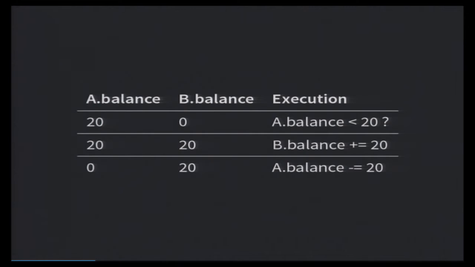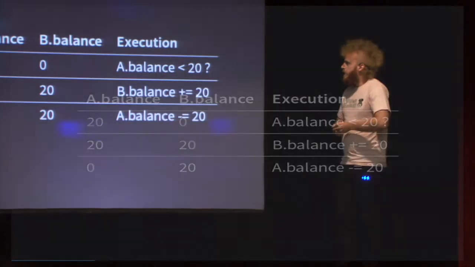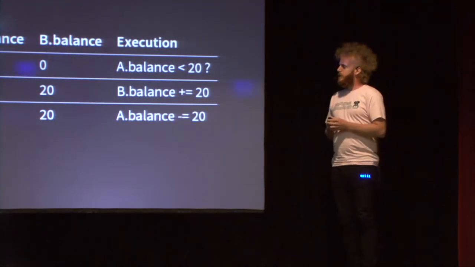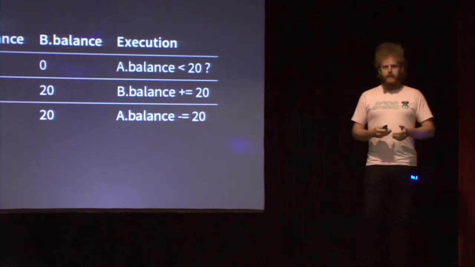If we execute it on paper, A has $20, B has 0. A wants to transfer $20 to B. So the single thread of execution is going to go, okay, does A have less than 20? Because if it does, then we're going to have to bail out. No, it's got 20 or more, so we'll continue. The next thing we do is we add $20 to B's account, and then we take $20 away from A's account. Easy done. The thing with financial systems is that concurrent transactions happen a lot.